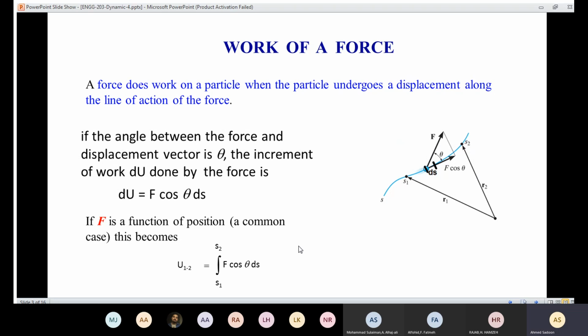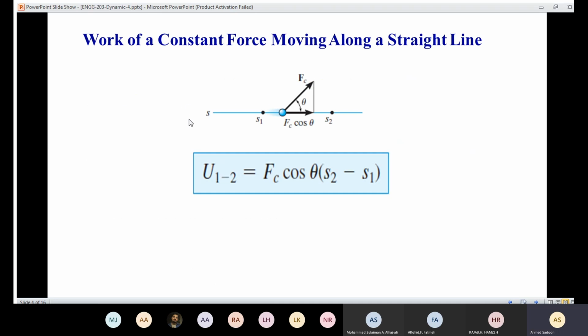We have special cases regarding the work. For example, what if that path was straight and the value of the force is constant? So we have a special case here. We are going to assume that the path here is a straight line, and that the force here is constant, which means that the force is not going to change with time. The value is constant, whether the particle is here or there. So along that path, the force is constant.